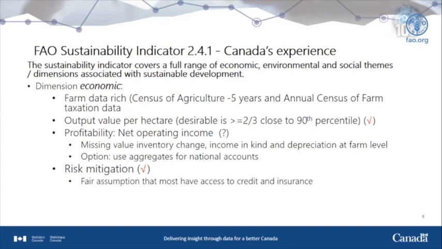When it comes to measuring, it's really hard to measure at the farm level the value of inventory change, income in kind, and depreciation. So in that option, we suggest that we should use the aggregate that we usually report at national accounts. Within Canada, we divide it into provinces and territories, so we can calculate these for each of these regions and report for national accounts.